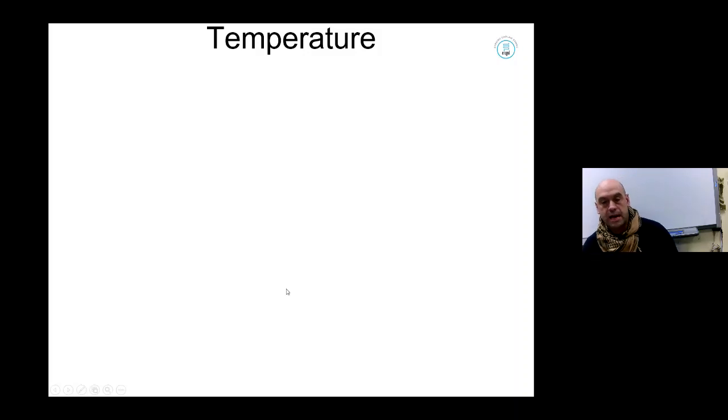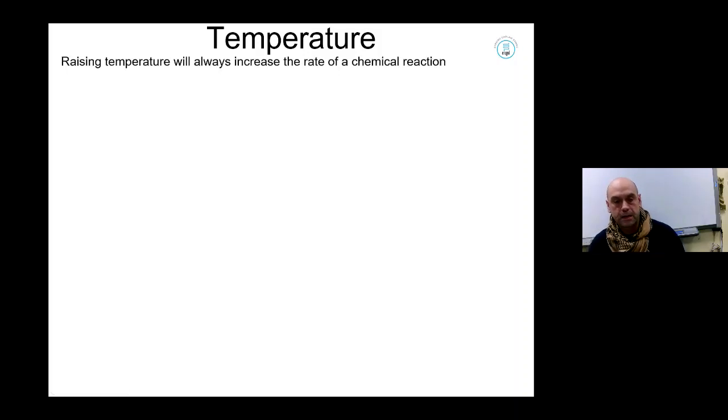So let's look at temperature then. Raising temperature is always going to increase the rate of your chemical reaction. And if you remember your lesson on equilibria, increasing your temperature and increasing the rate isn't necessarily good for your yield. But whatever you do with temperature to improve your yield, if you increase it, your rate's going to go up. If you decrease it, your rate's going to go down.